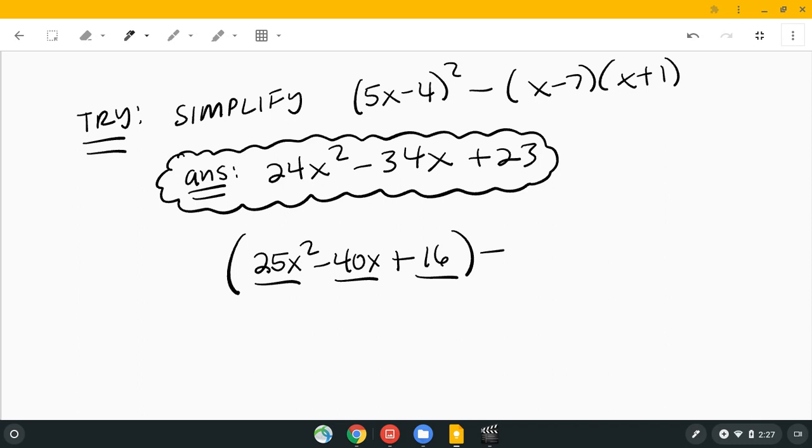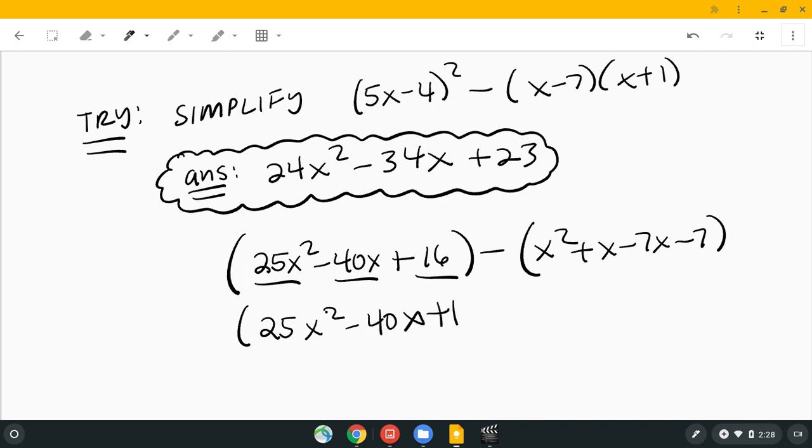Then I'm going to have this subtraction. This one I have to work out the long way. x times x is x squared. x times 1 is x. Negative 7 times x is negative 7x. Negative 7 times 1 is negative 7. Okay, so these guys are still waiting. And here I can combine like terms, x squared, negative 6x minus 7.